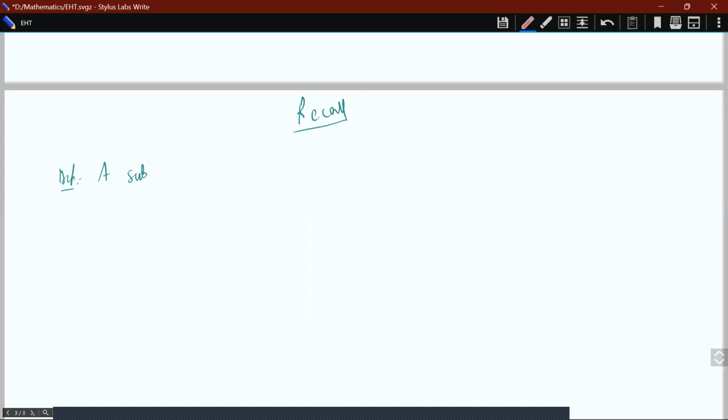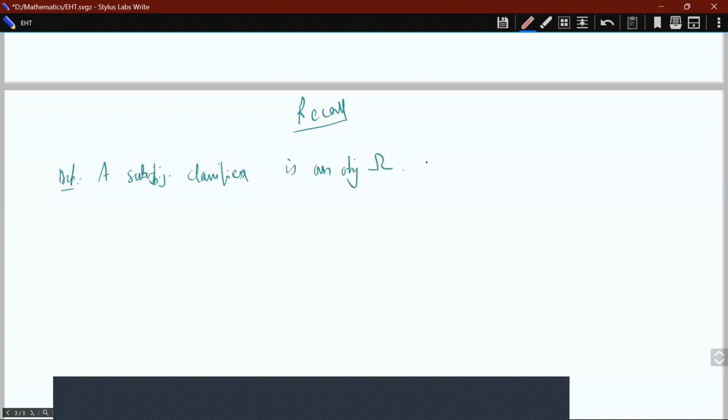A sub-object classifier. If there's anything that you don't understand in what I'm writing, please let me know, because my handwriting is not that good. Is an object meta and mono, that is a monomorphism.